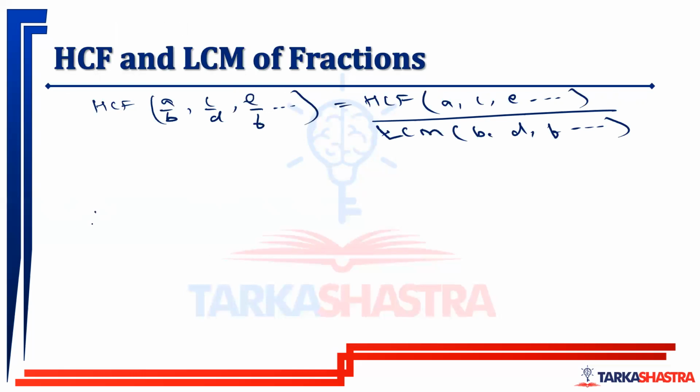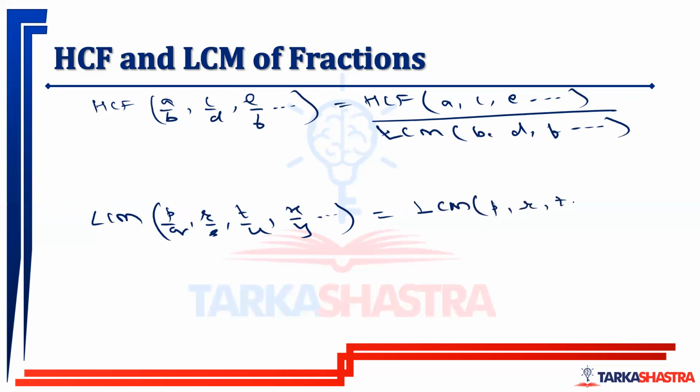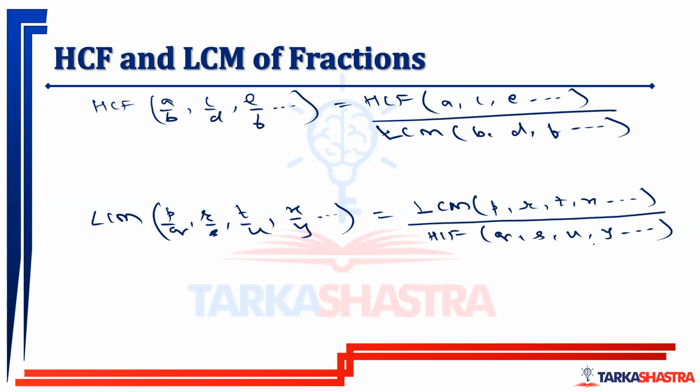Okay. Now let us see if they ask us to find out the LCM of P by Q, R by S, T by U, and X by Y. There can be more fractions as well: 4 fractions, 3 fractions, 2 fractions, any number we can do. Then it will be LCM of the numerators P, R, T, X upon HCF of the denominators, which is Q, S, U, Y, and so on. Okay. This is how you calculate LCM and HCF of the fractions.